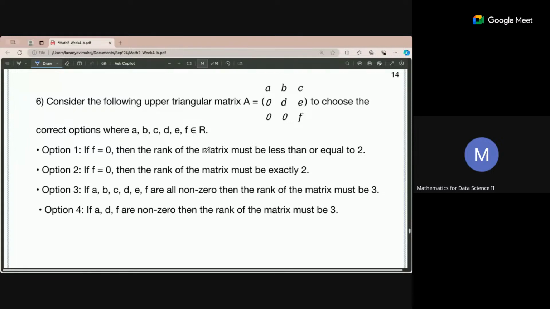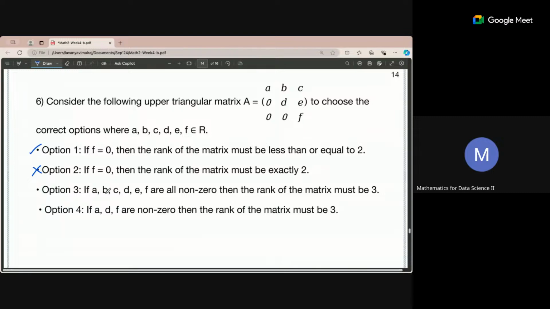Consider the following upper triangular matrix A equals [a b c; 0 d e; 0 0 f]. Choose the correct options. So what is the type of this matrix? Yes, this is the upper triangular matrix. If F is equal to 0, then the rank of the matrix must be less than or equal to 2. True. If F is equal to 0, then the rank of the matrix must be exactly 2. It depends upon A, B, C, D, E, so we cannot guarantee this, right?